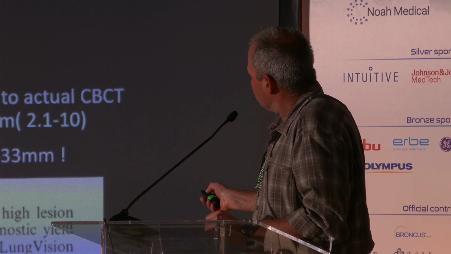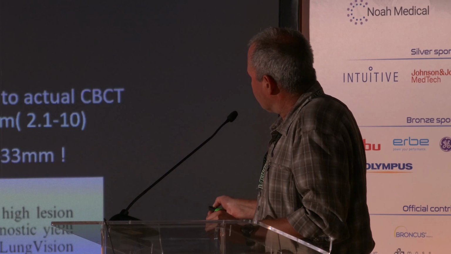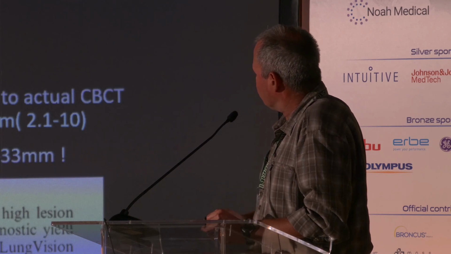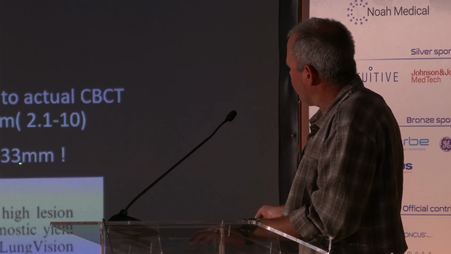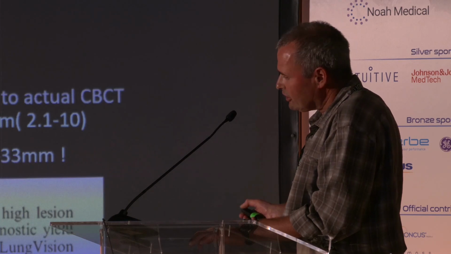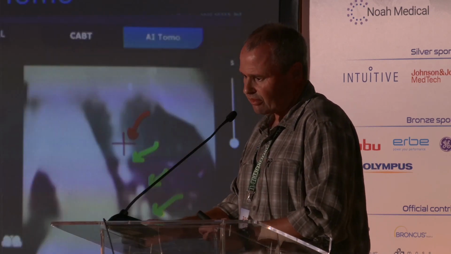Here too, this is Michael Pritchard's study. The LungVision augmented fluoroscopy to the actual CBCT location distance was 5.9 millimeters, but the intraprocedural CT-to-body divergence was up to 33 millimeters. They actually didn't use here the capability of the system to correct for nodule movement. So what you can do is actually to do another spin and correct the augmented fluoroscopy. But even as it is, it's very impressive.